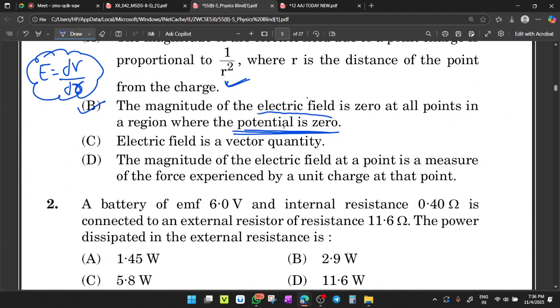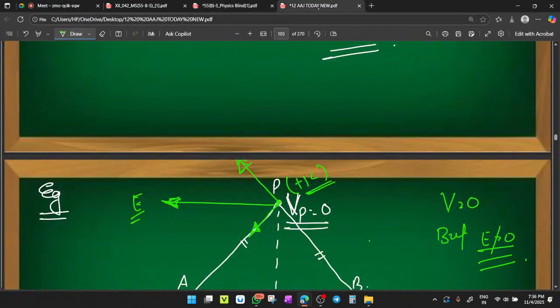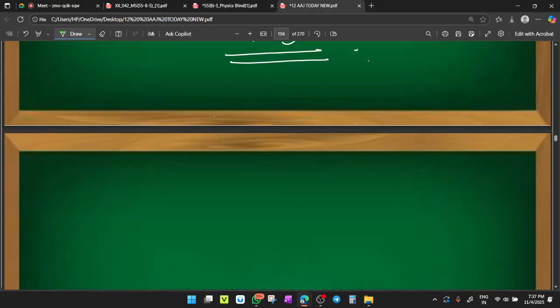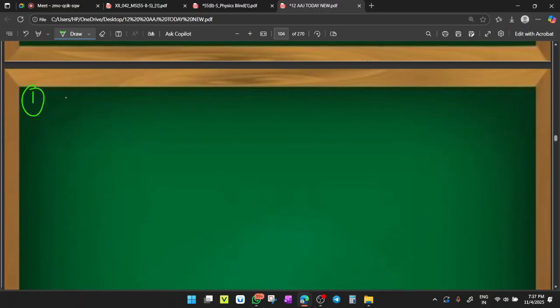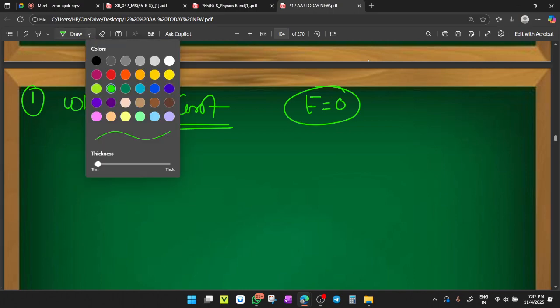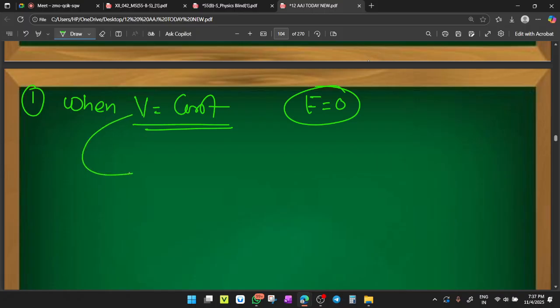So when potential is given 0, it is sure that the electric field may be possible 0, but its converse is not true. One more thing you have to write: when V equals constant, for a constant potential zone, electric field equals 0. Clear? When V equals constant, that surface is called an equipotential surface.